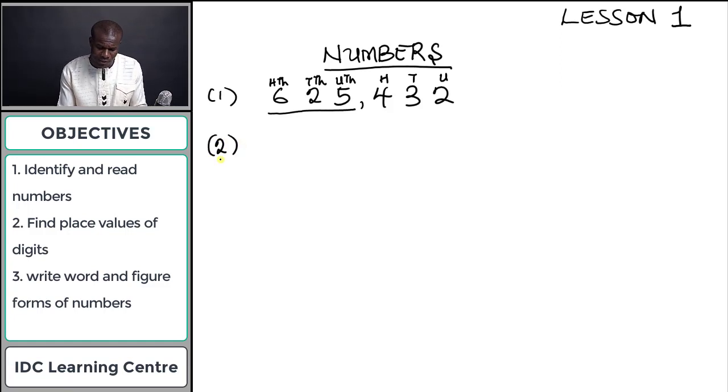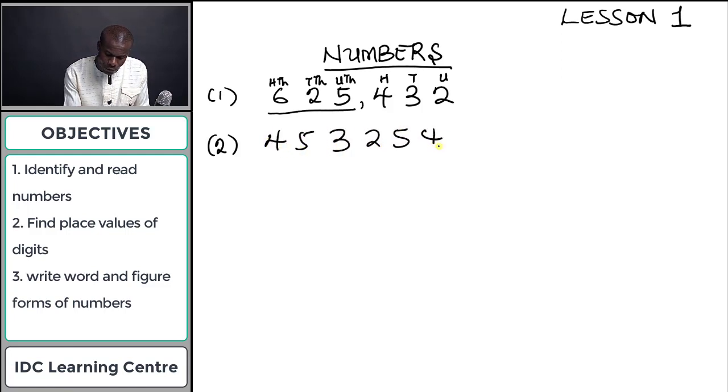All right, let's take example 2 for identifying and reading numbers. Let's take a larger number like 453254001. Okay, let's stop here. Like I said, for larger numbers, we have to group them. So let's start from here. 1, 2, 3, group in threes. 1, 2, 3, and then we have 1, 2, 3. Remember, this is 100, tens and units. Please do it for all the digits. 100, tens and units.